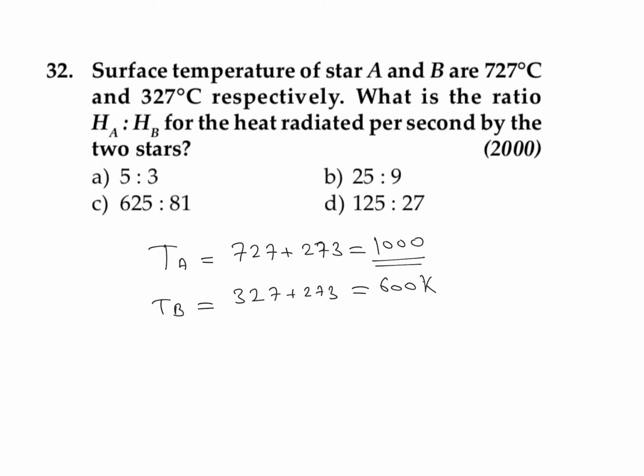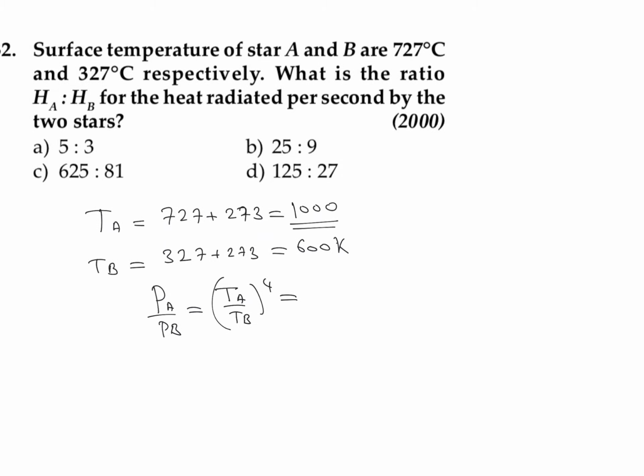So we can say, what is the ratio of heat radiated per second by the two stars? So we can write the ratio of this power radiated, that is PA divided by PB, will be equal to TA divided by TB in Kelvin scale raised to 4. Because we know that the power radiated will be e sigma A, temperature of object raised to 4. So it is directly proportional to the 4th power of absolute temperature.